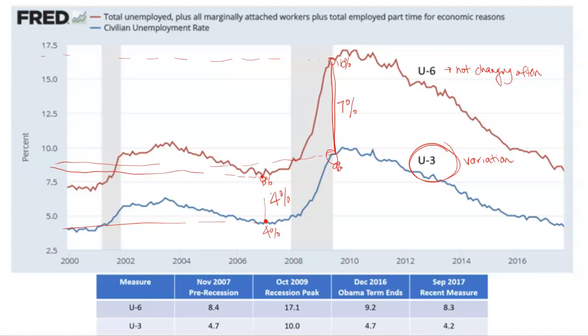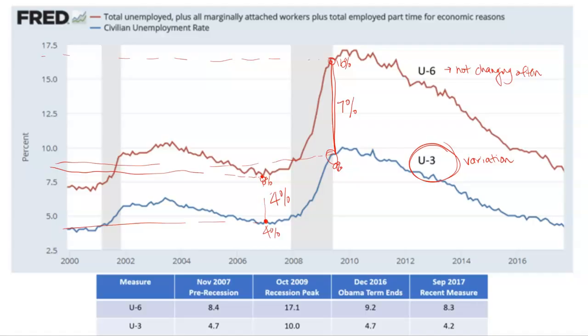Sometimes we'll see, like at the end of the 2009 recession, a big jump. So we have some increase in the general level of discouraged workers and people who are marginally attached to the labor force. And then that stays consistent over time, or it changes much more slowly. So we don't necessarily need to report U6.